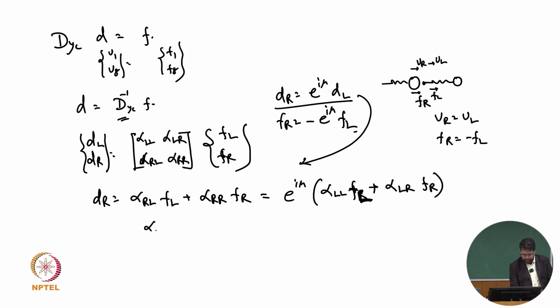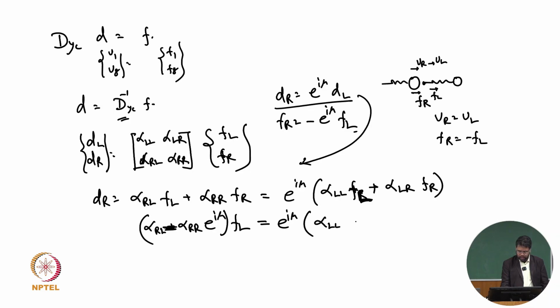Now next thing is that I will substitute F_R in terms of F_L. So what can I get? Plus alpha RR e to the power of minus i mu, and this will become F_L, should be equal to e to the power of i mu times alpha LL minus alpha LR e to the power of i mu times F_L.